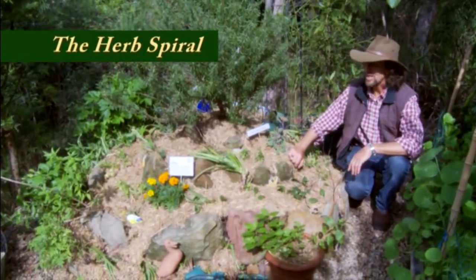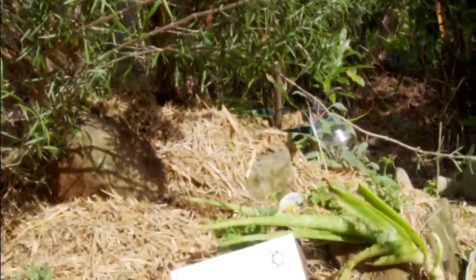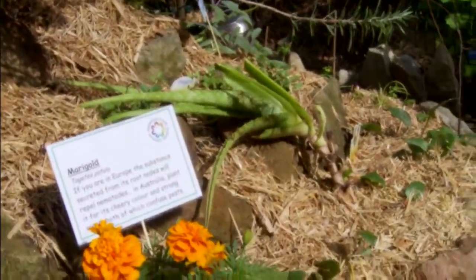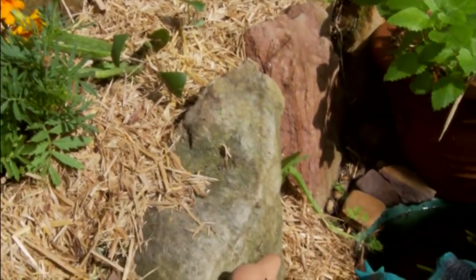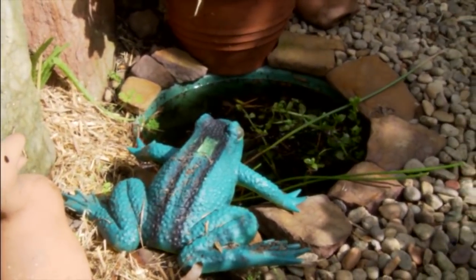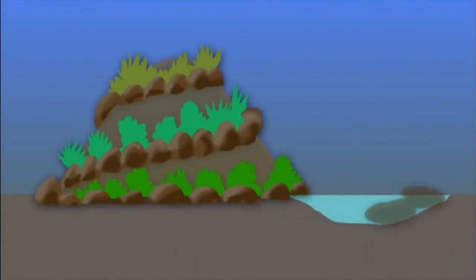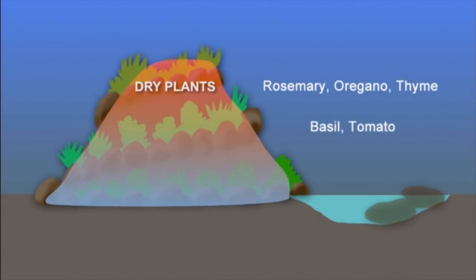Here we are in a bushland setting with an urban classic design, the herb spiral. A spiral planted bed, raised in the middle, gradually spiraling down to a little pond at the bottom, dry plants at the top in the most well-drained position, slightly drier conditions on the way down, and plants planted in their appropriate spots that they like until we get right down to the plants that like damp conditions at the bottom.